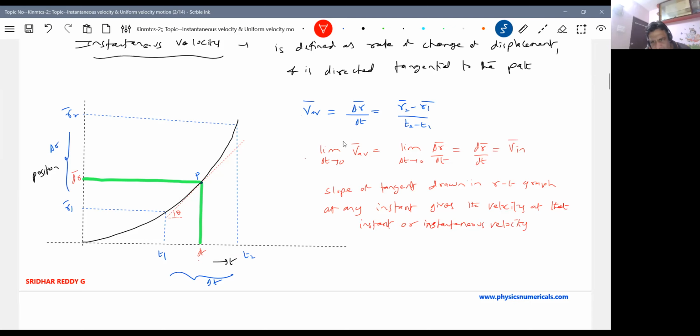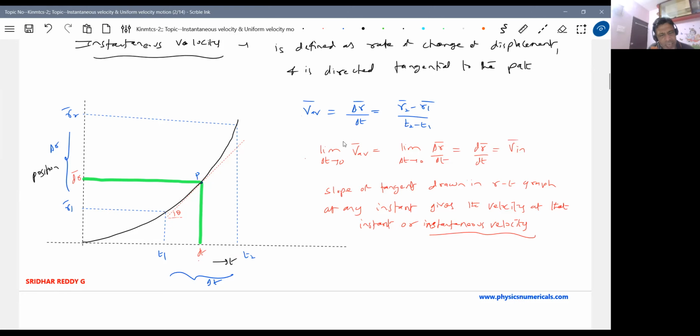Okay, what do you mean by instantaneous velocity? See, very simple. For an interval of time delta t, what is the average velocity? We are able to tell. Instead of asking about an interval, I'm asking at point P, at a certain time. At that instant, what is the velocity of the particle? For that, I'll make the time interval so small that delta t tends to 0. Then in the displacement versus time graph, if I draw a tangent at that particular point, it will give the slope, and the slope of that tangent drawn in the r-t graph will give the instantaneous velocity.